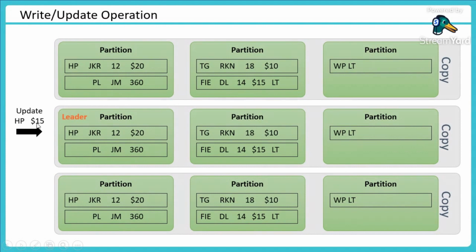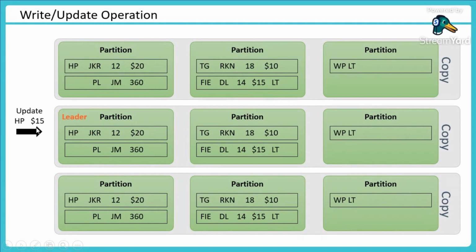Now, the question comes, should I send this $15 price update to copy 1? Should I send it to copy 2 or should I send it to copy 3? So for a write operation, what we do, we ask, hey, there is a write, tell me which of the copies is the leader. DynamoDB says, hey, the copy in the middle is the leader. All right, let me send this write request to this leader, and the leader now receives a request for $15.